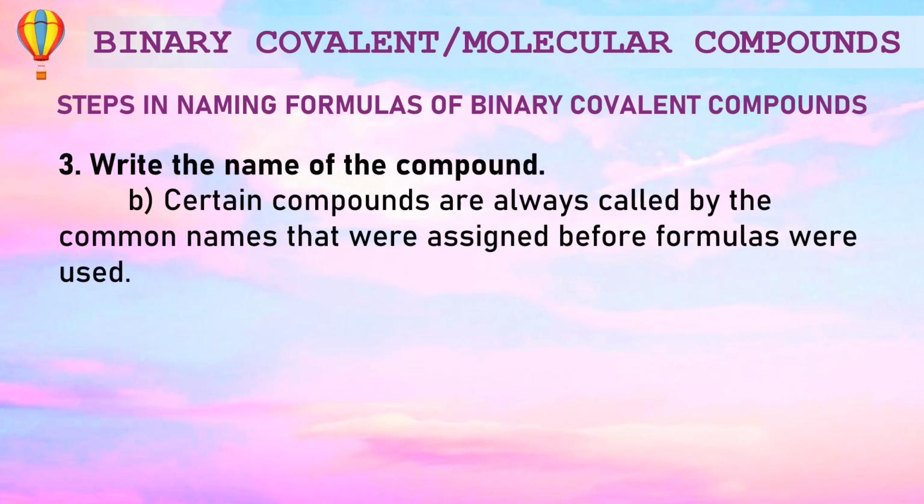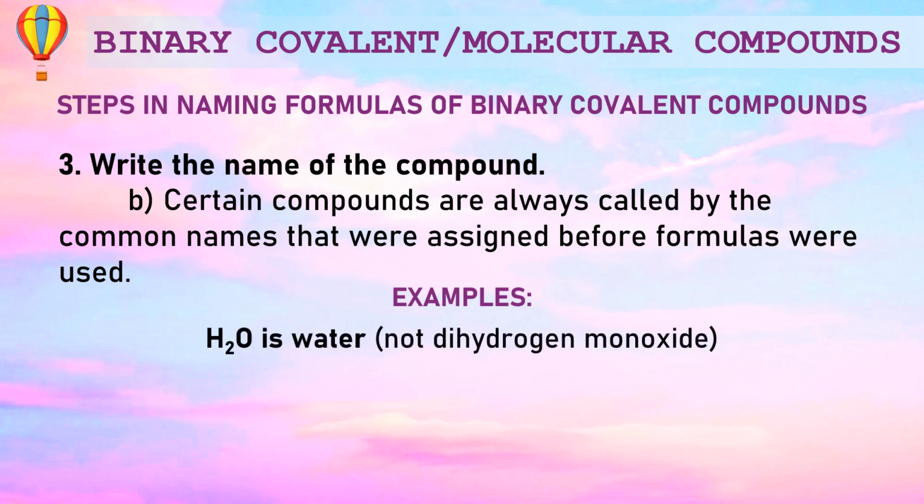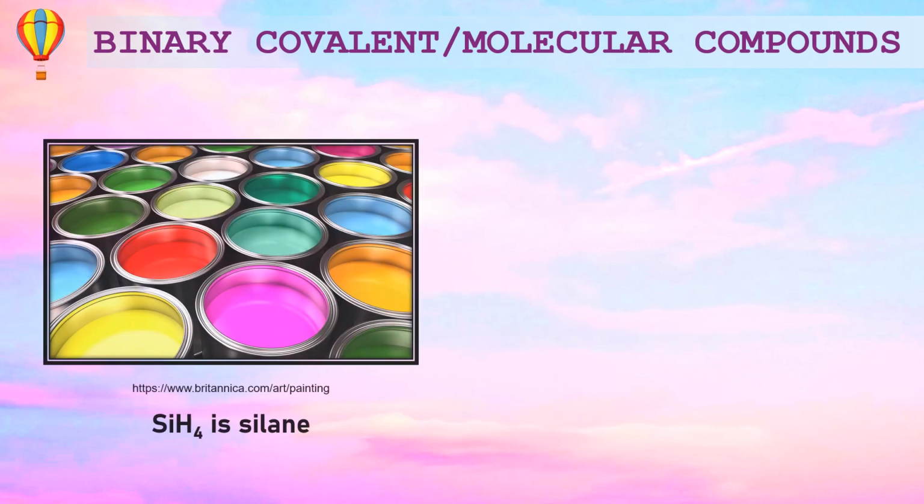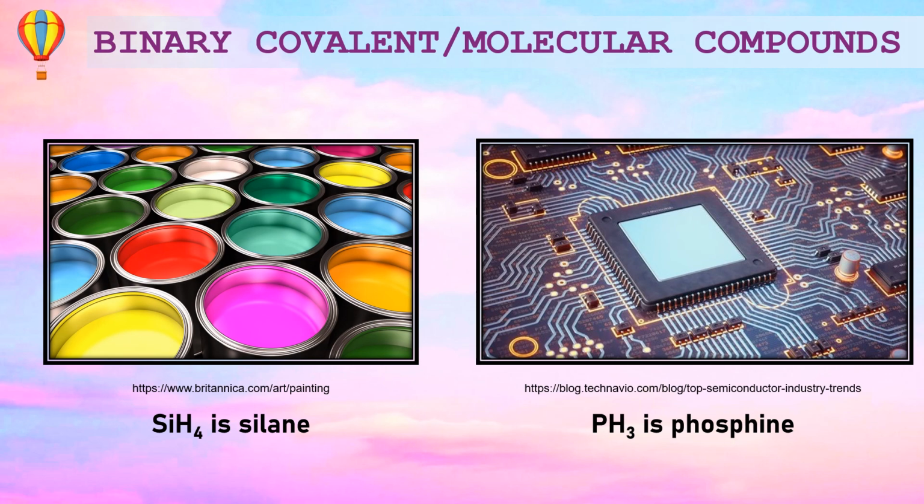And last, 3B. Certain compounds are always called by the common names that were assigned before formulas were used. Examples include H2O is water. It's not dihydrogen monoxide. NH3 is ammonia. B2H6, a dimer of BH3, is diborane. Silane and phosphine. For many compounds, the systematic name and the common name are both used frequently, requiring familiarity with both.